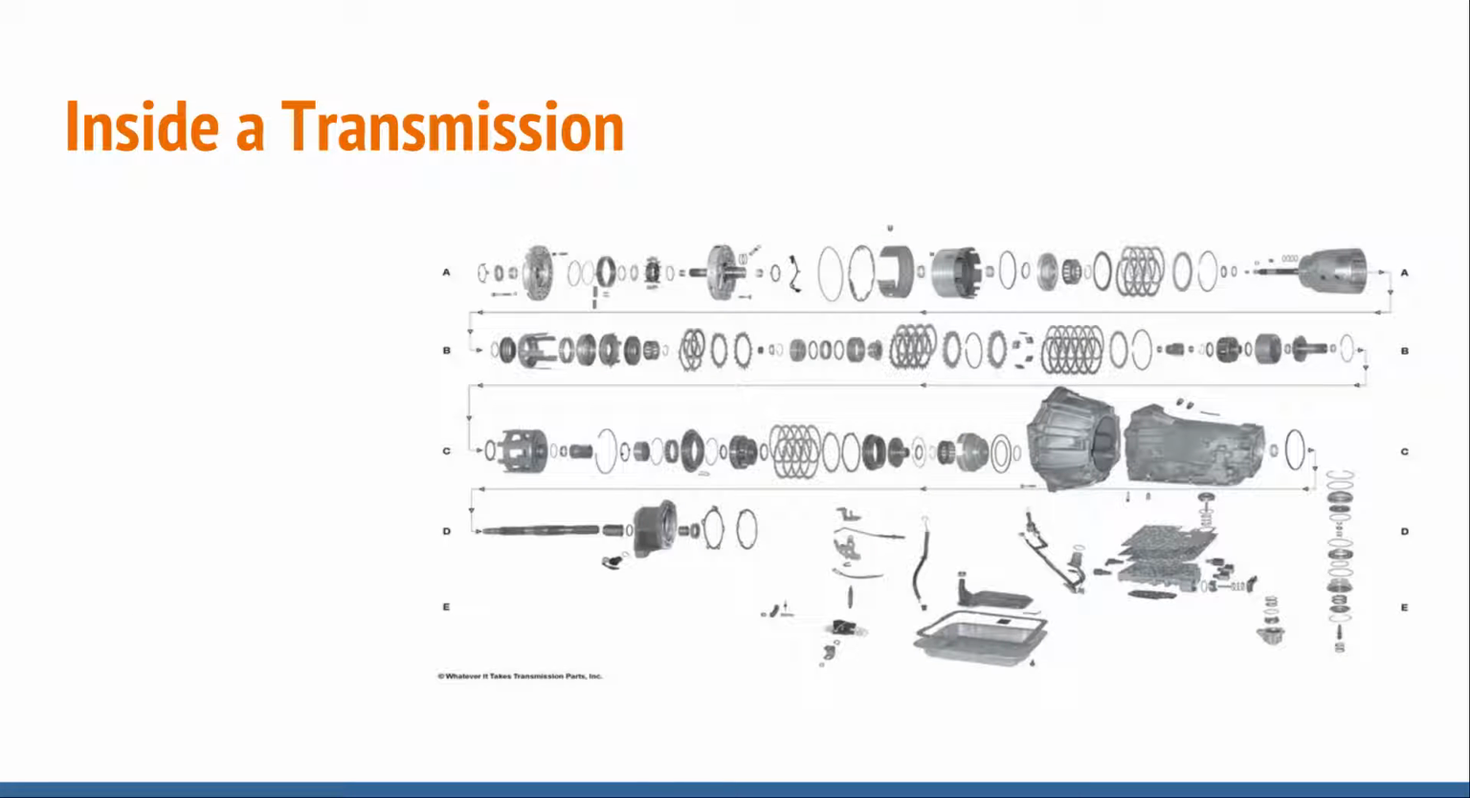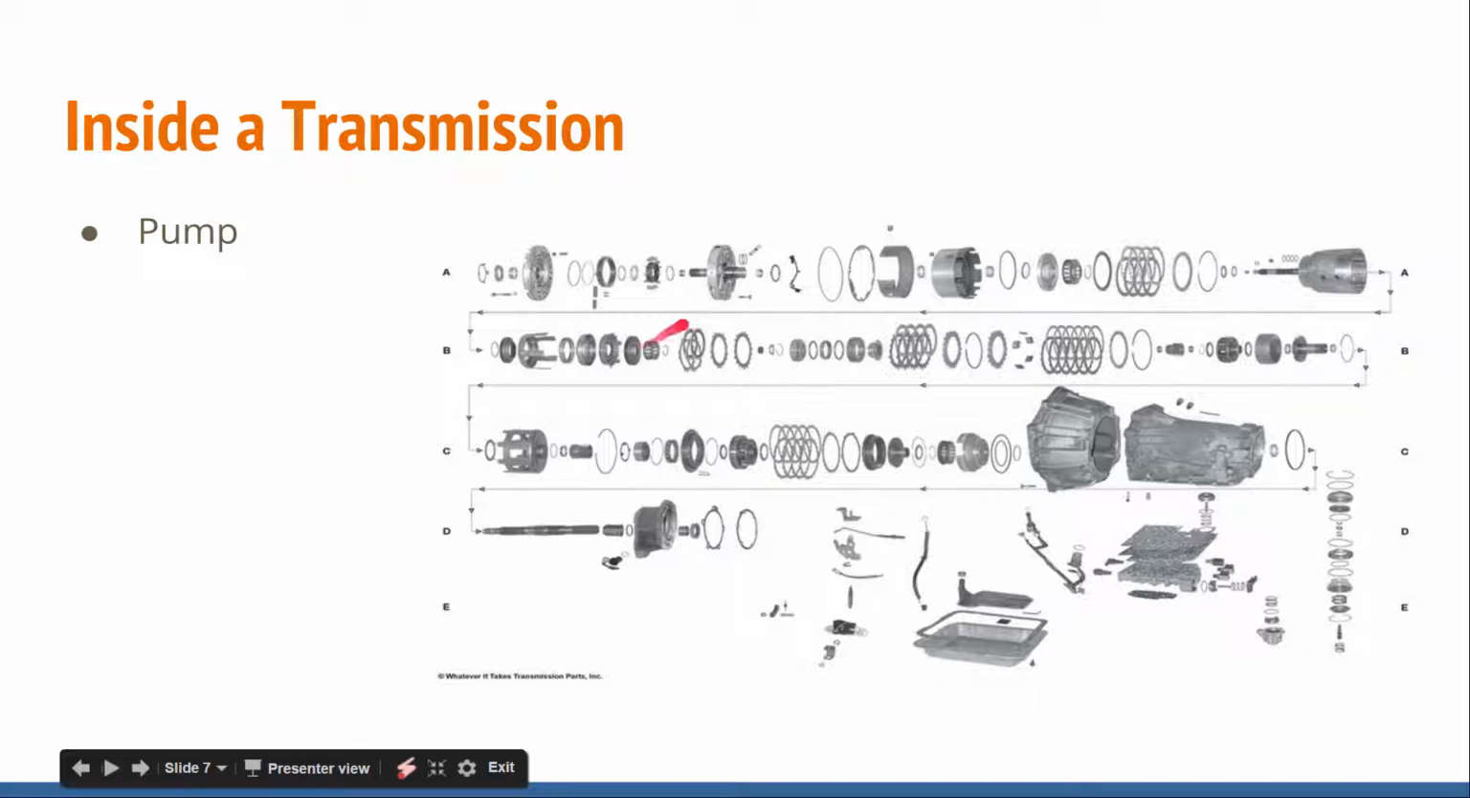Now let's take a look inside a transmission. Oh, there's a lot of parts in there, a lot of moving parts. But I'm going to give you an idea. I just want you guys to have a quick idea of what's happening and what makes these things tick. So we'll start out by showing you the pump. Right here is the pump. That's the hydraulic pump. You can see, hard to see, but there's a rotor and some vanes right there. Those spin, creating hydraulic pressure.